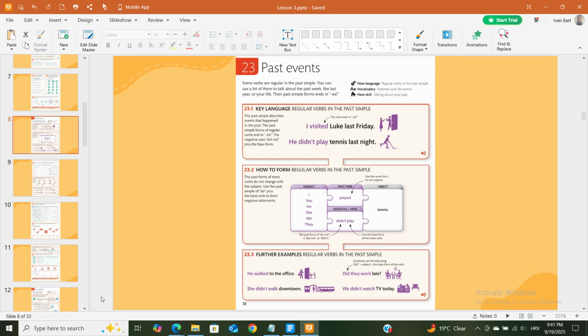23.3 Further examples: regular verbs in the past simple. Questions are formed using did plus subject plus the base form of the verb. He walked to the office. She didn't walk downtown. Did they work late? We didn't watch TV today.